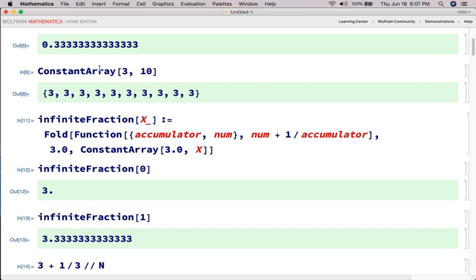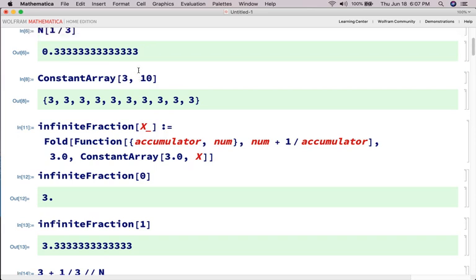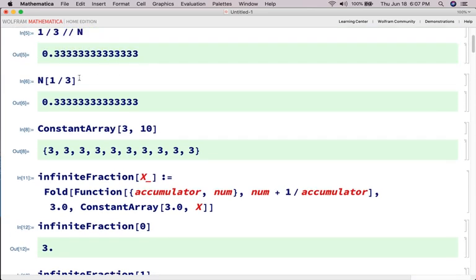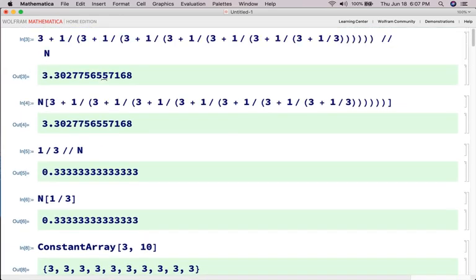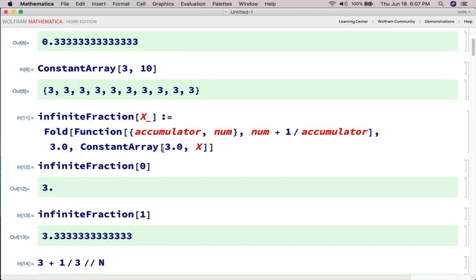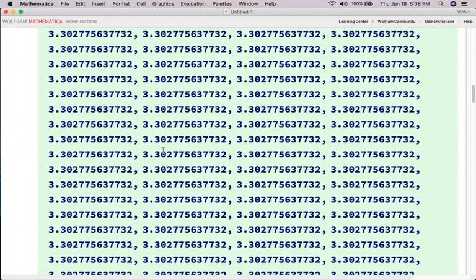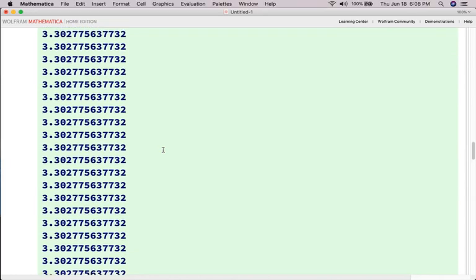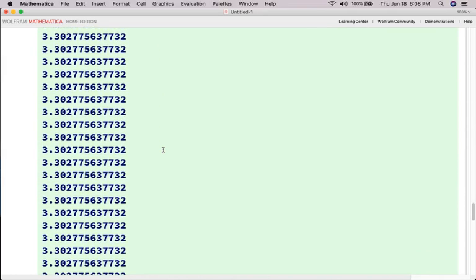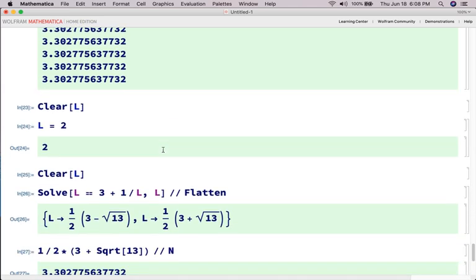I introduced you to the ConstantArray function. You should know how to use capital N. All Mathematica commands begin with a capital letter. The N function, the N command. We talked about infinitely repeating fractions, folds, and convergence. Convergence is a very important concept. And you have an idea of how to use the Solve command.